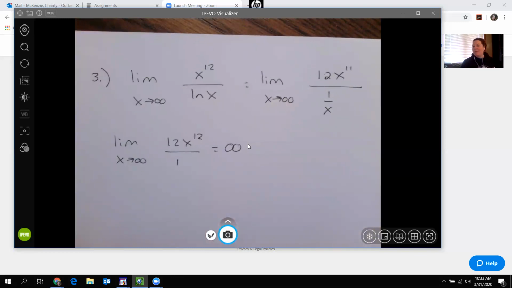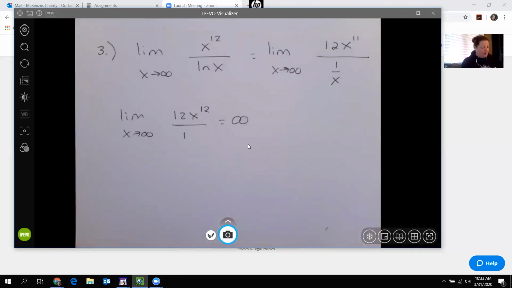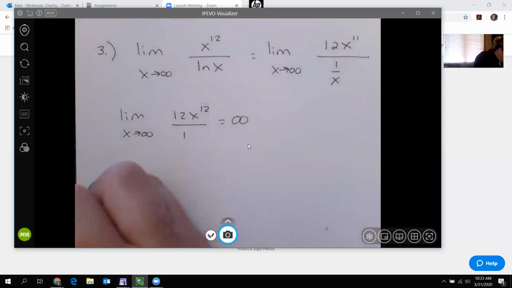I don't know that we ever did one like that because it was just hard. What we usually did was one that could factor. So this is completely a new one. It started out infinity over infinity, so we could use our rule, and we ended with infinity. It's going to positive infinity.